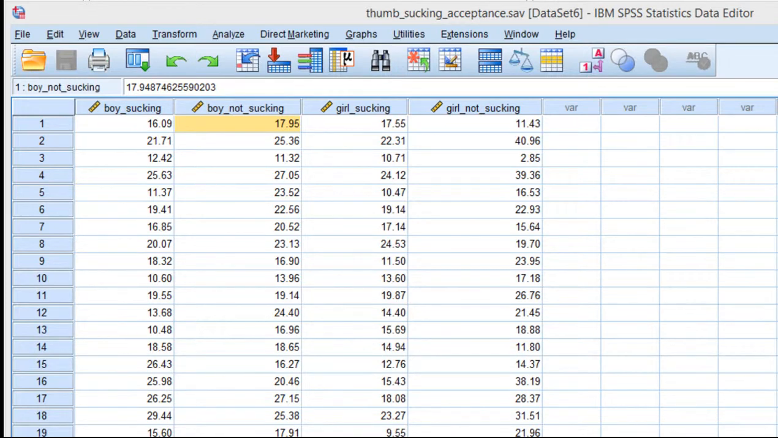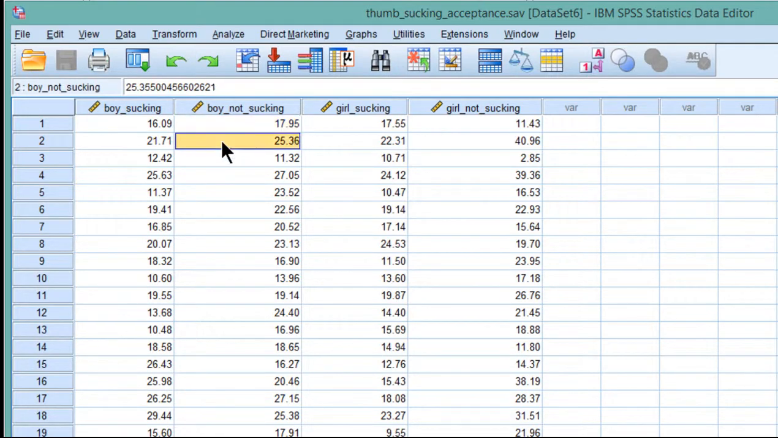In this video, I'm going to analyze the data relevant to the study that examined whether photos of children who are sucking or not sucking their thumb yield different levels of likability ratings from other children who are looking at the photos. And in this study, what's important about it, as I write in the textbook, is that there's no time order associated with these levels.